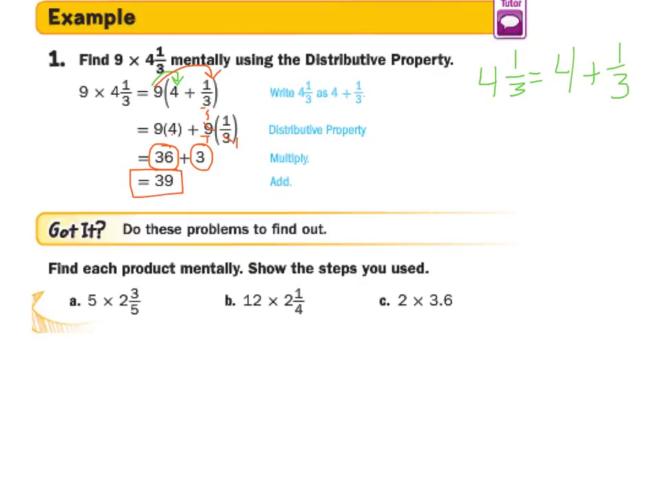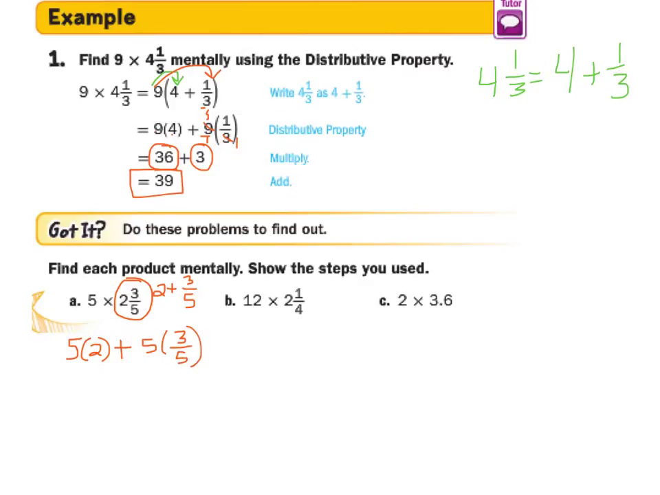So let's go ahead and find each product. So we're going to take these apart, okay? That's the same thing as 2 plus 3/5. So let's take the 5 times each part. So 5 times 2, and we're going to add to that the 5 times 3/5.